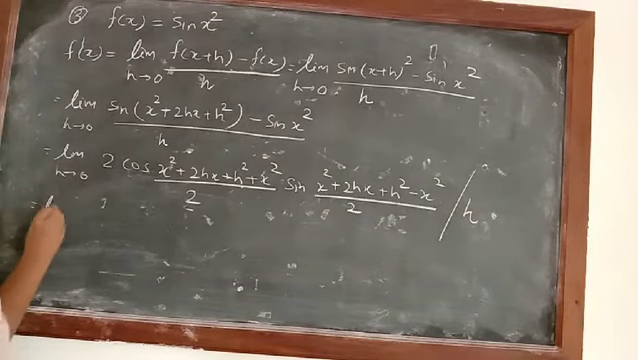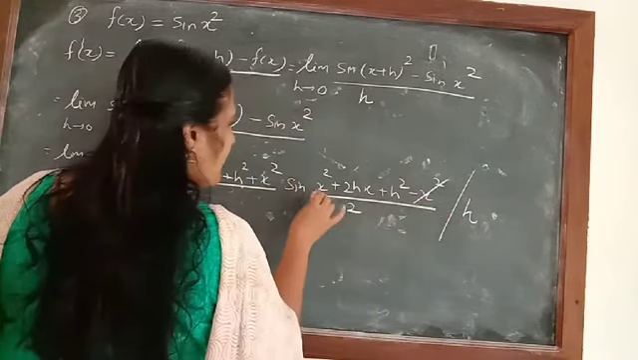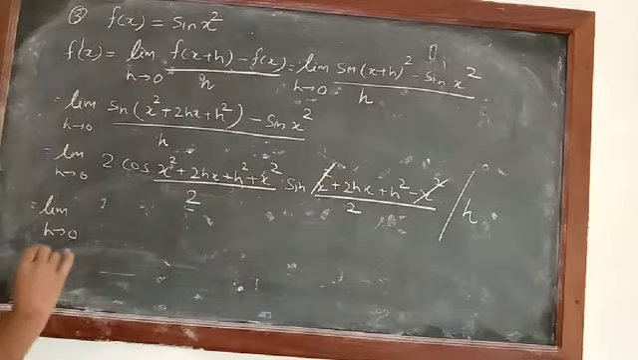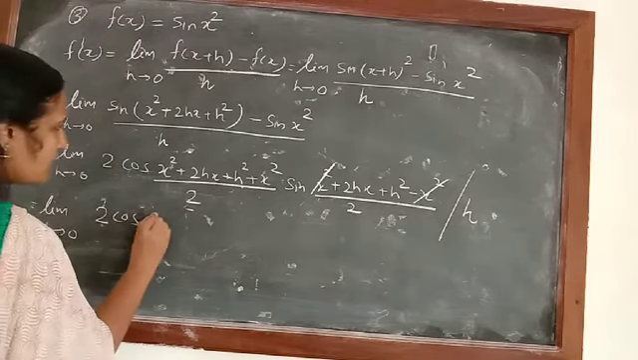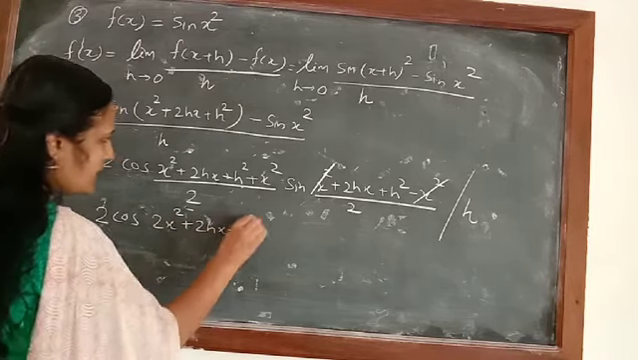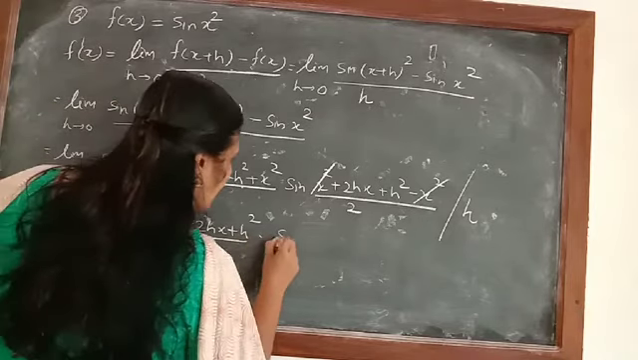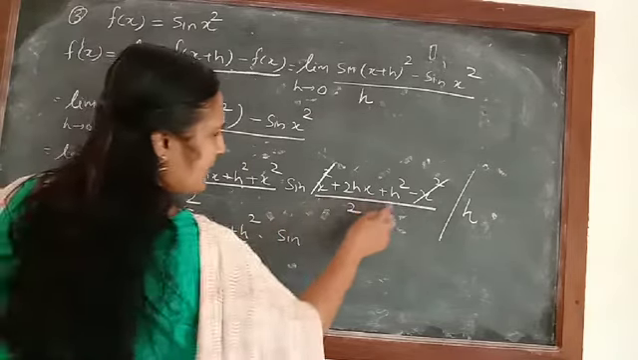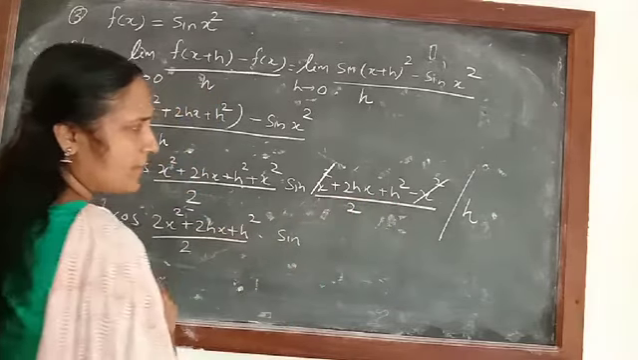Okay. So now next step, limit h tends to 0. Anything will get cancelled here? Yes, here x square and minus x square will get cancelled here. Okay. Now we can check what is remaining there. 2 cos x square plus x square will be equal to 2x square plus 2hx plus h square by 2 into sin, in this what is remaining here, sin 2hx plus h square by 2 is remaining.